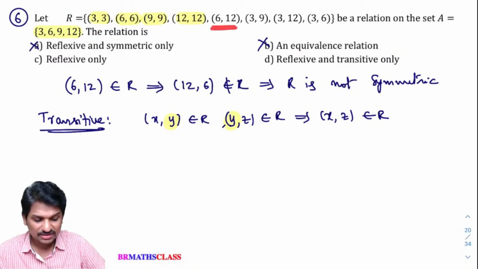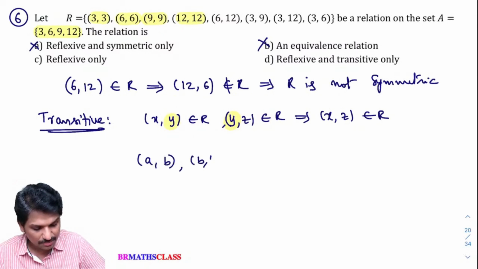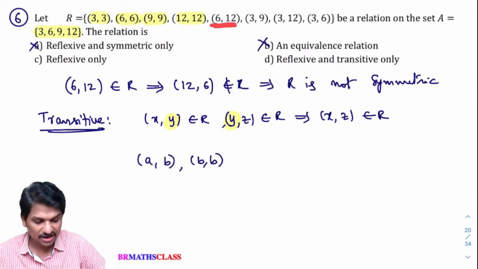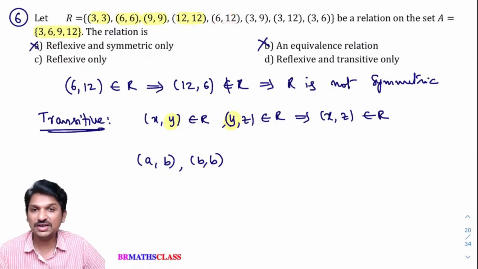Why? Because see here, in case I consider, something like this happens. Listen please. A comma B, like B comma B. Listen carefully please. This is A comma B, and this is B comma B. Look here, A comma B, B comma B. When you take such type of ordered pair, obviously you are going to get A comma B, that is the first ordered pair. It will be in the relation. That's why I am saying no need to check.